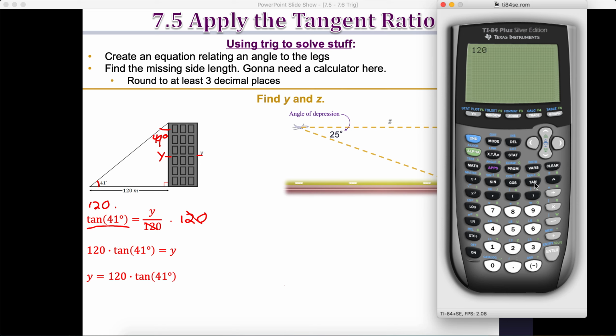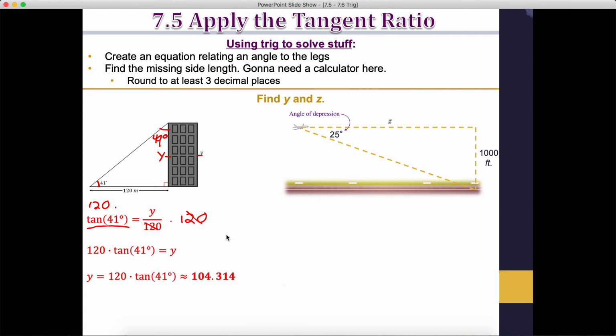Watch. 120 tangent 41. When I do 120 tangent, this implies I'm multiplying them. And it tells me 104.314. Just to be a stickler here, I'm telling you to round to 3 decimal places, but it doesn't matter that much. And there we go. That tells me that the height of this building is 104.314 meters. Great. This is a really useful tool, whether we recognize it or not, because we can deduce more from triangles with little information.